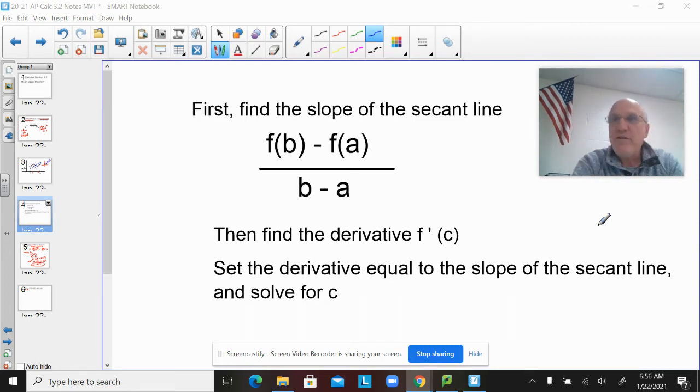And then find the derivative of the function, f prime of c. We're just calling it c because we're solving for c here. It really could be x. We're finding the derivative of the function. Let's say the derivative is 3x squared plus 7x plus 2. That's a derivative.